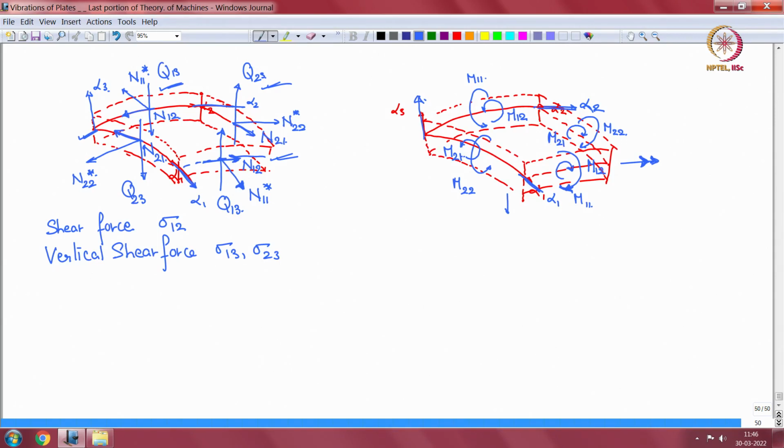Okay, so you have these resultants. You have N11, N12, N22, M11, M12, M22, and then Q13, Q23, and N21 and M21. Okay, these are the 10 resultants.